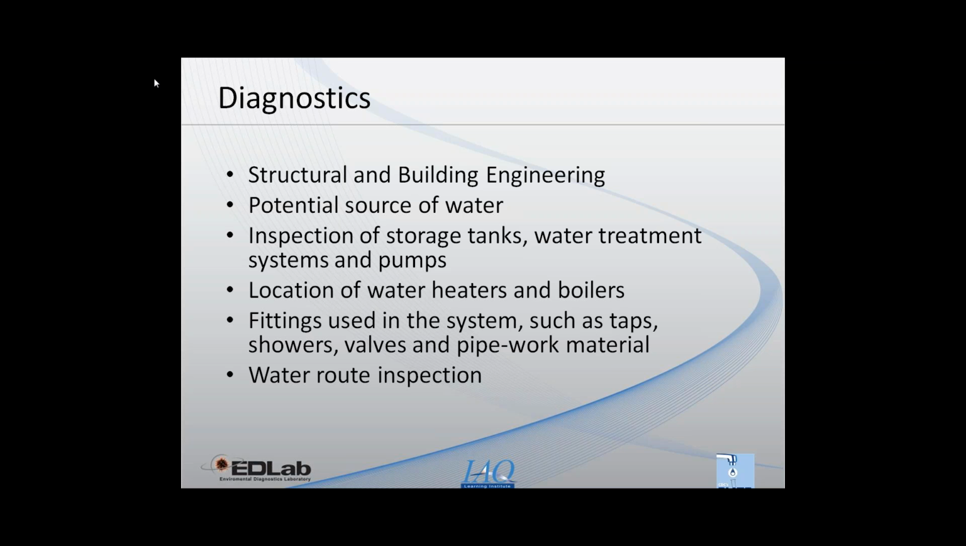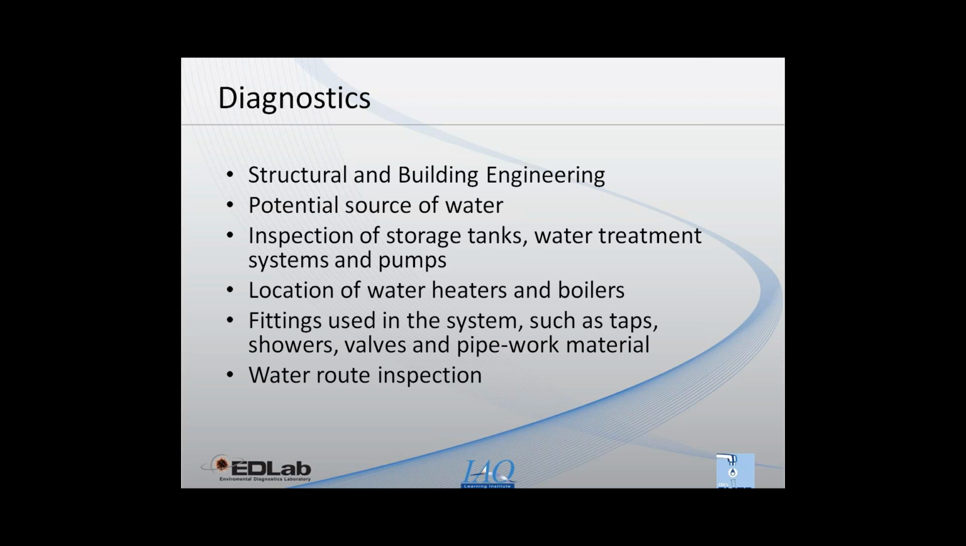Then the potential source of water: what is the main source of water coming inside the building. That also helps tremendously, whether this water is coming from a ground source, is municipal water, or some other source. The inspection of the storage tank, water treatment system, and pump, etc., is also helpful. Location of water heaters and boilers is another thing one should pay attention to while designing the sampling protocol to collect the sample.